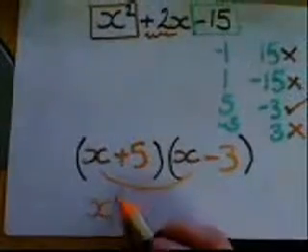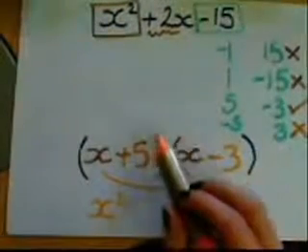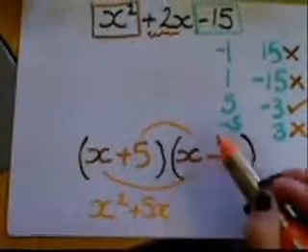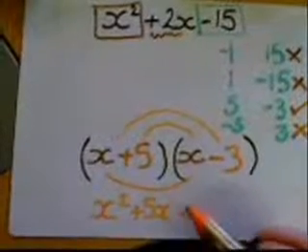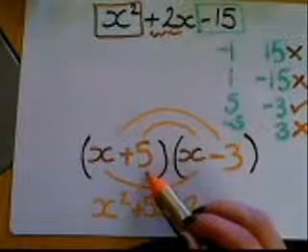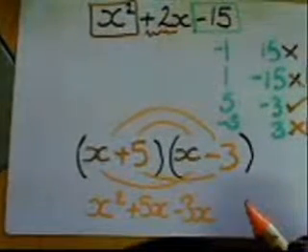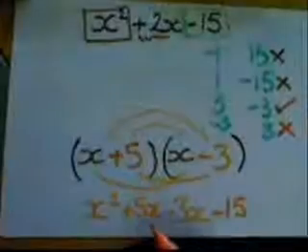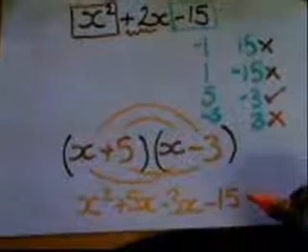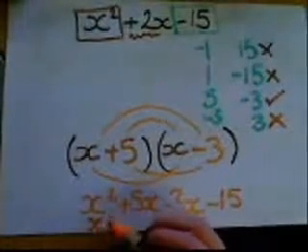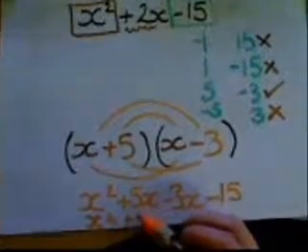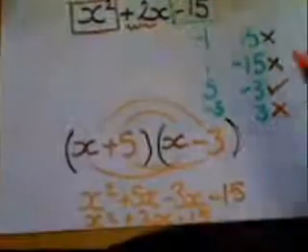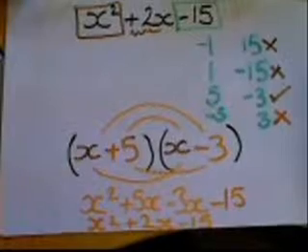X times x, x squared. 5 times x is 5x. Minus 3 times x is minus 3x. And minus 5 times minus 3 is going to be minus 15. 5x take away 3x is going to cancel down to 2x. Which is what we started with.